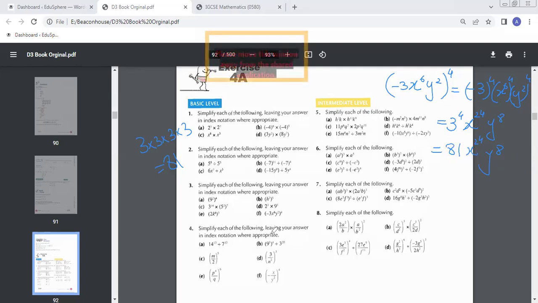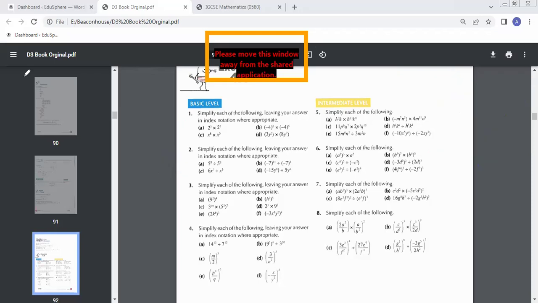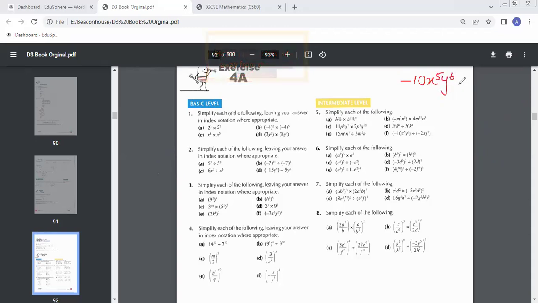Let's take another example from, let's say, this one, the part which has 2 basic numbers and they are dividing, so let's do it. Now we are trying to solve this question, number 5 part. It is saying minus 10 x power 5 y 6, that is actually divided by minus 2 x y cube. Now, how we will be solving this?